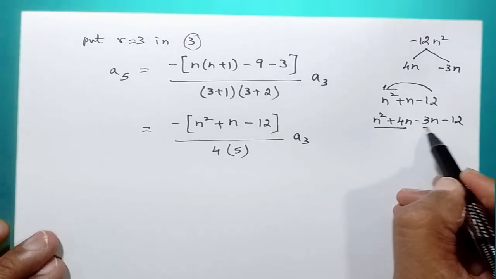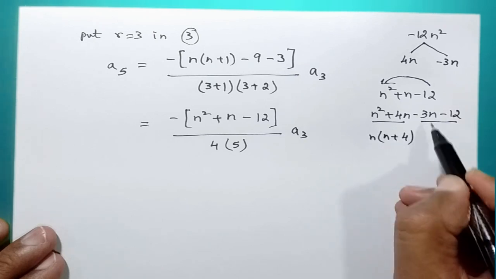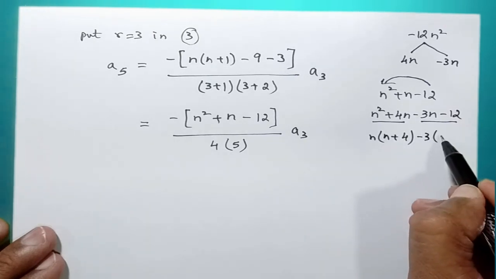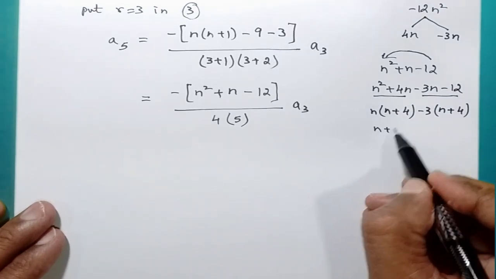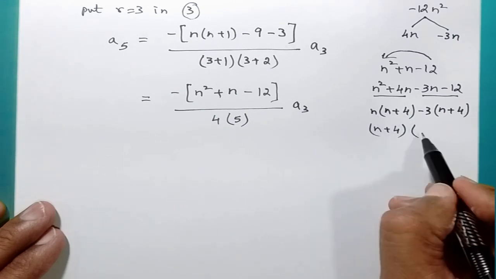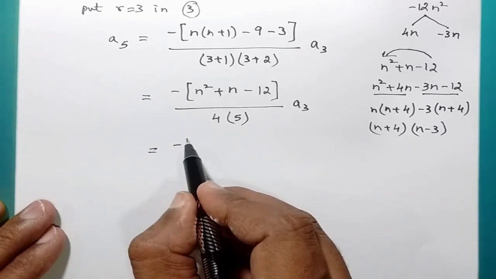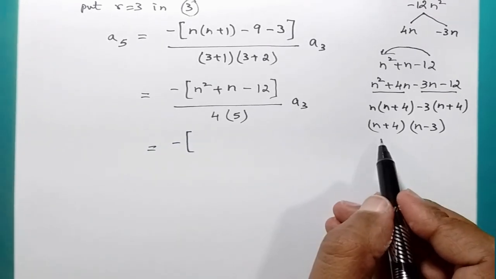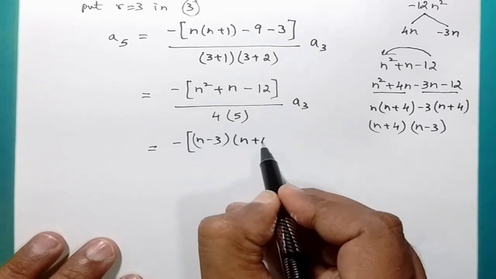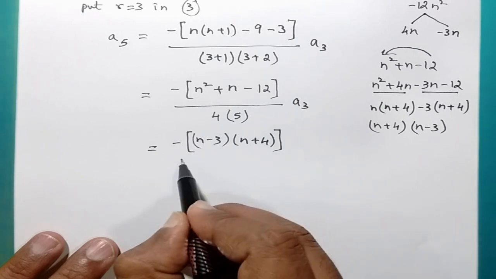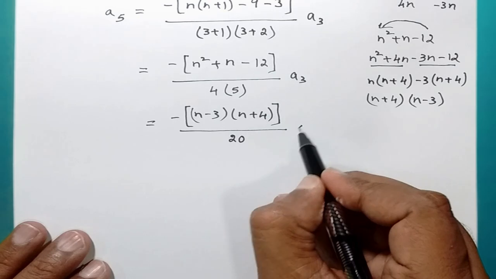Group the first two and the last two. N is common, so we will be getting n plus 4. Here minus 3 is common, you will be left out with n plus 4. Further, what is common here? N plus 4 is common. So what will be left out? N minus 3 will be left out. So which will be equals to minus of n minus 3 into n plus 4, whole divided by, you can just multiply, 4 times 5 is 20 into a3.